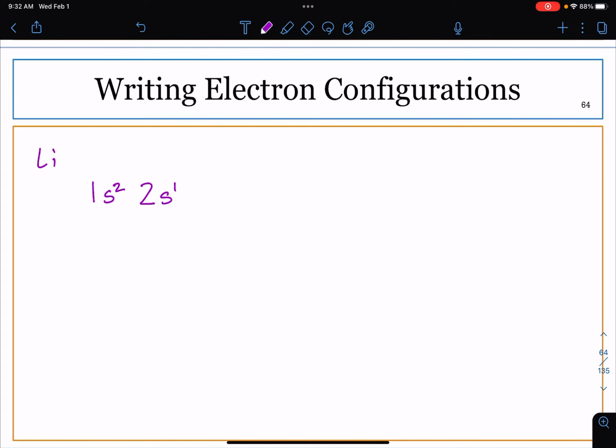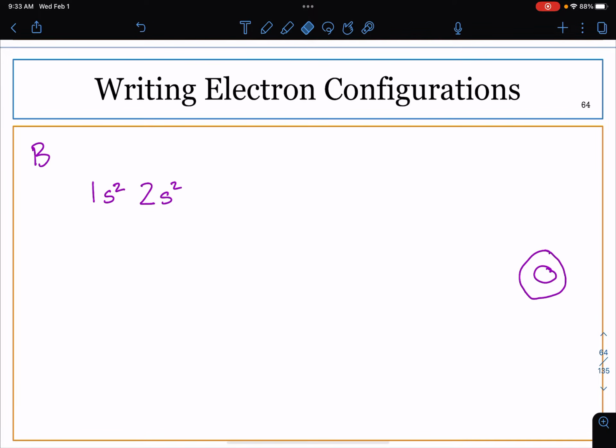Here, with our picture, we have the 1s subshell with 2 electrons in it, and then we now have the second subshell with 1 more electron in it. Beryllium has a total of 4 electrons. Its fourth electron is sitting in the 2s subshell. This is beryllium's electron configuration. It's a good idea to get your periodic table out and follow along with me.